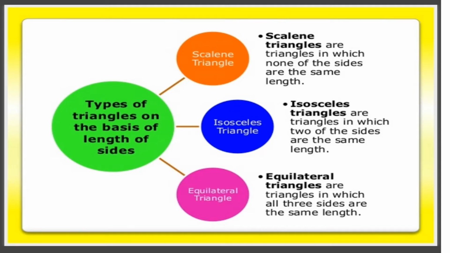Today we will also learn about types of triangles on the basis of length of the sides. Thus, triangles on basis of lengths of the sides are: number 1, scalene triangle. Triangles in which none of the sides are of the same length are known as scalene triangles. Number 2, isosceles triangles. Triangles in which two sides are of the same length are known as isosceles triangles. Number 3, equilateral triangles. The triangles in which all three sides are of equal length are called equilateral triangles.